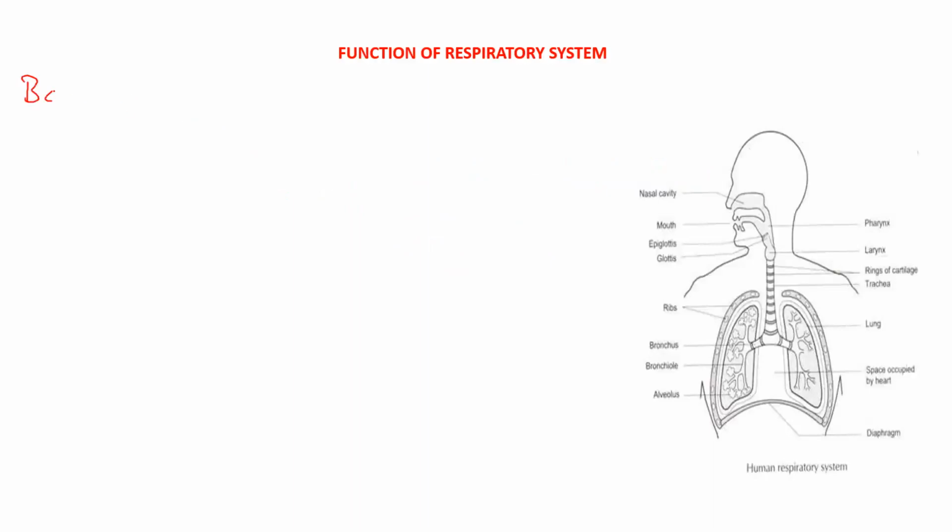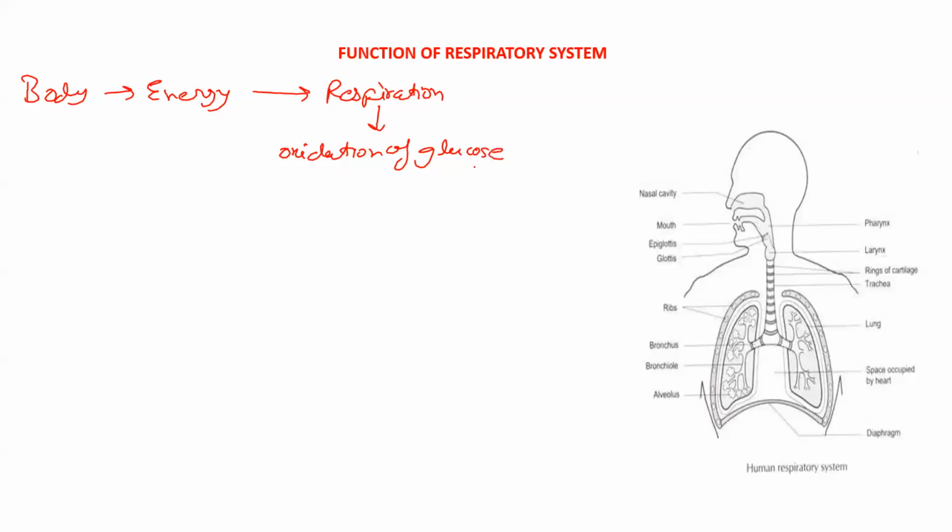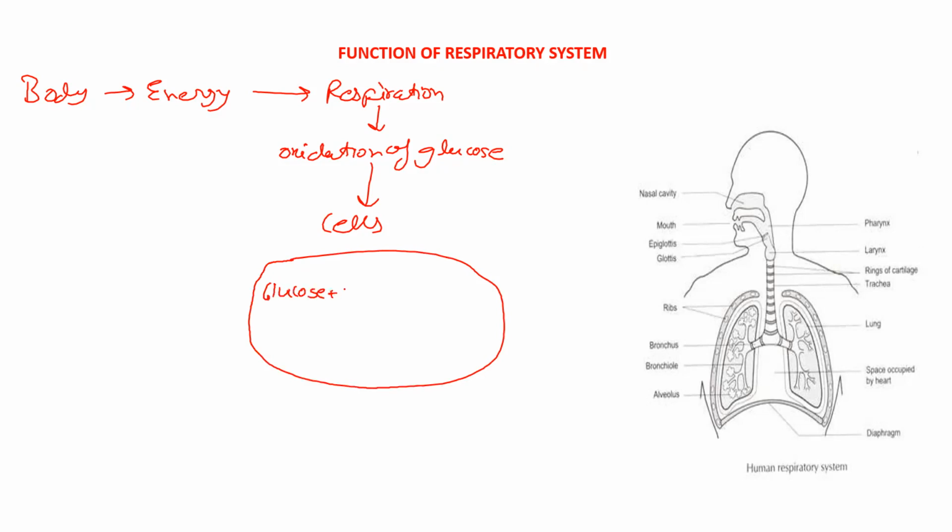As we know, our body needs energy, okay? And from where do we get energy? Through the respiration process. What is respiration? It is oxidation of glucose, okay, and where does it take place? Inside cells. So this is the cell, and inside the cell glucose is oxidized into carbon dioxide plus energy.